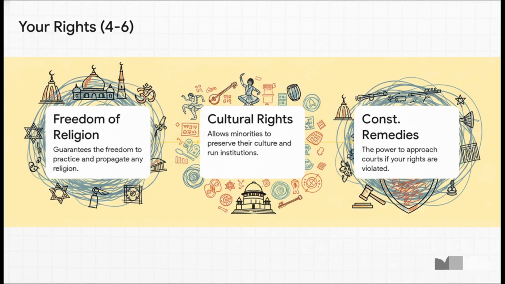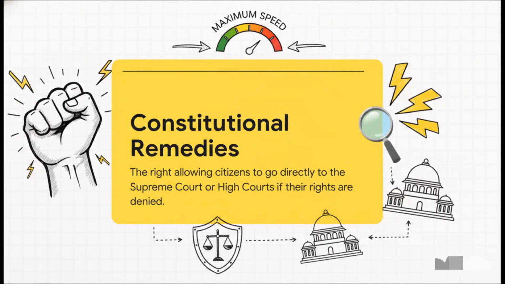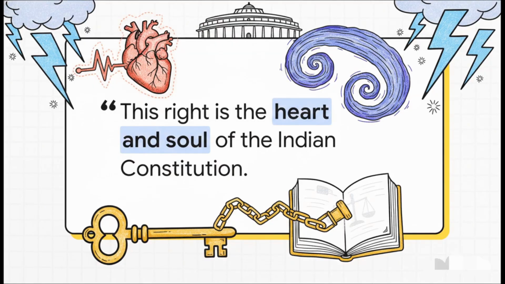And finally, we get to the one that's kind of like the key that unlocks all the others, the right to constitutional remedies. This right is basically the enforcement button. It's what gives all the other rights their teeth. It means that if any of your fundamental rights are stepped on, you can go straight to the high courts or even the Supreme Court and say, hey, fix this. Dr. Ambedkar himself called this right the heart and soul of the Constitution.